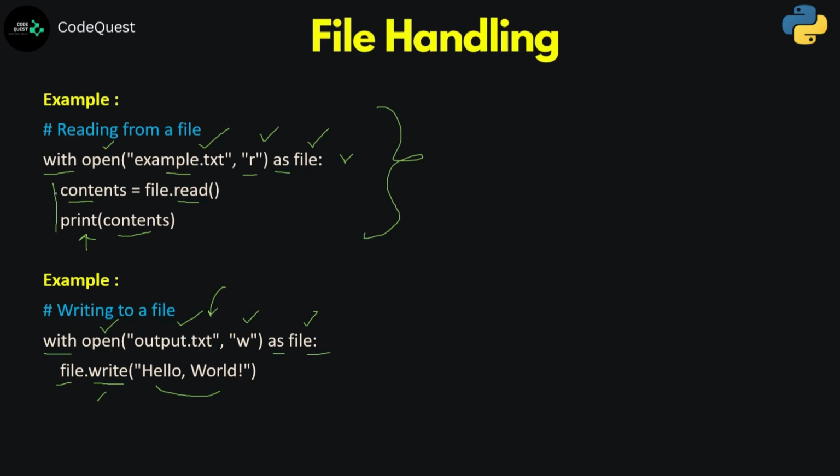So here, apart from this one line, you can write a series of instructions which you want to perform on this particular file. Everything that I'm going to write here is going to be part of your with block, so that all my code is pretty much readable.